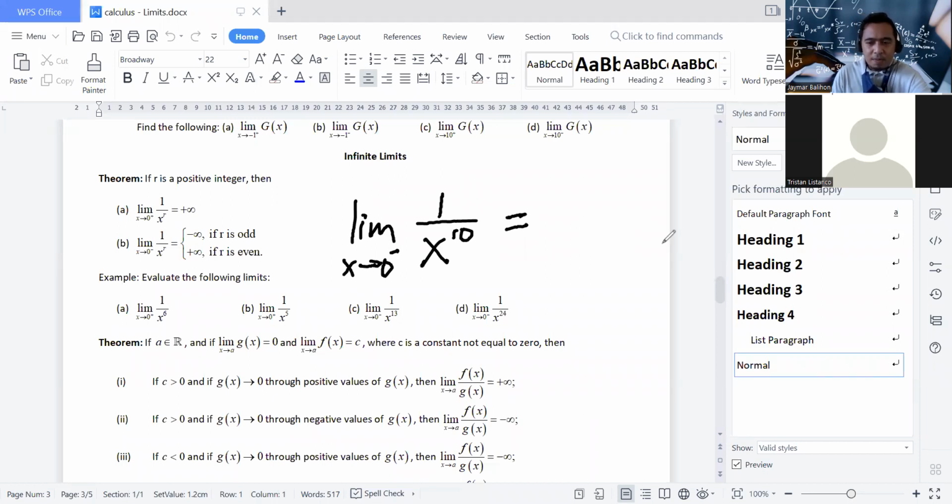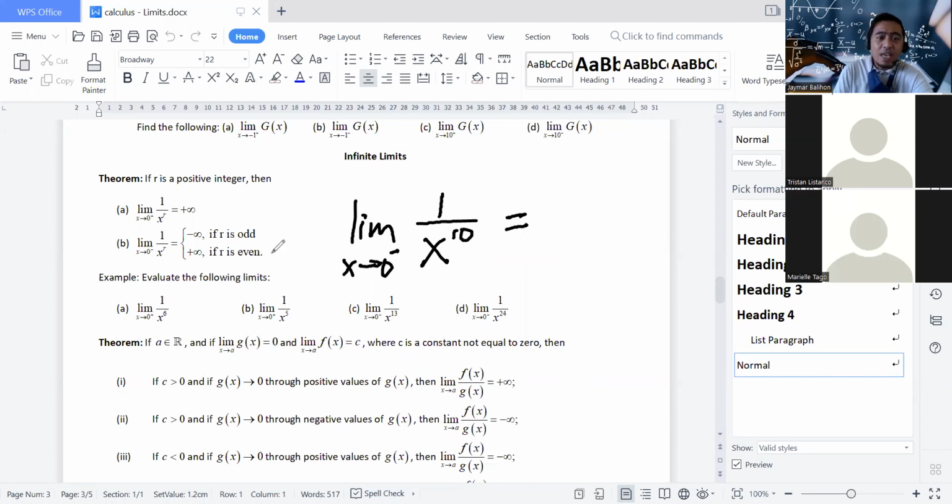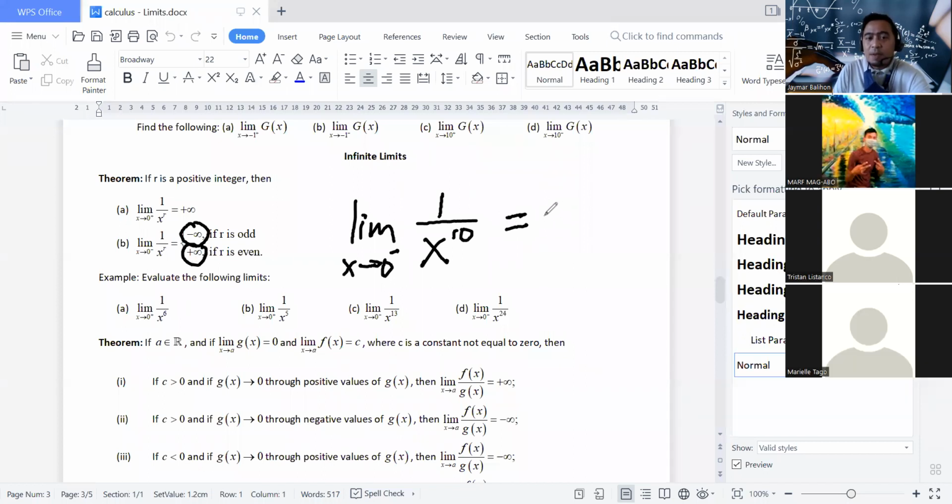Yes, Mariel. Wait lang sir, I'm a bit confused. Okay, you said that if r is even, the answer is positive infinity, and if r is odd, negative infinity. So is the answer here positive infinity or negative infinity? Positive infinity. Very good. Because 10 is even, right? So it should be positive infinity. Clear? Yes, sir.